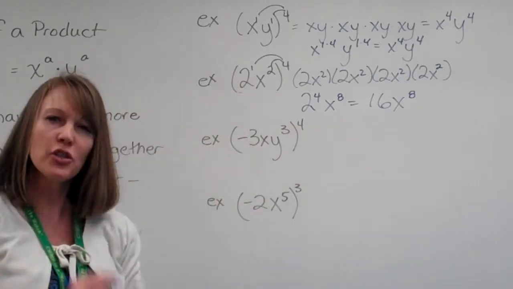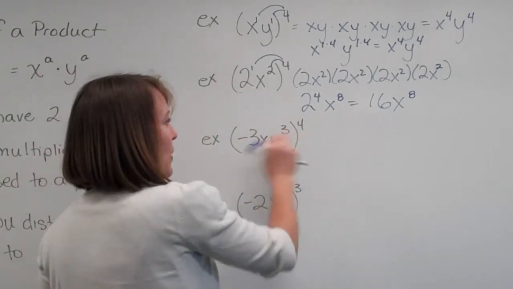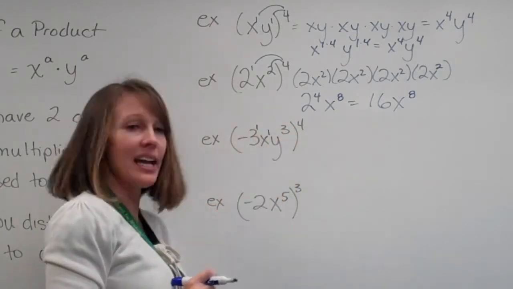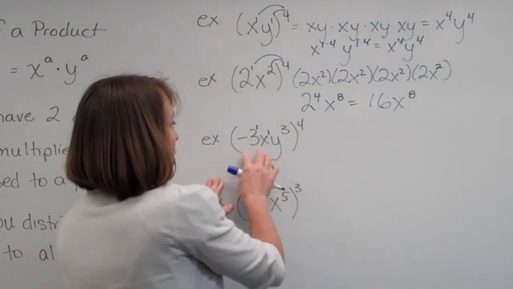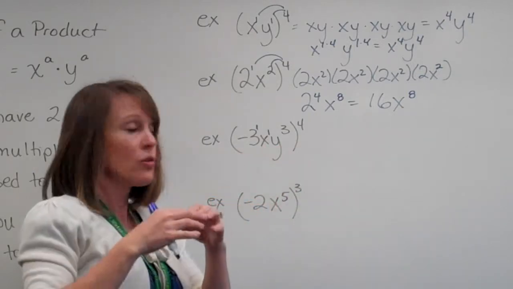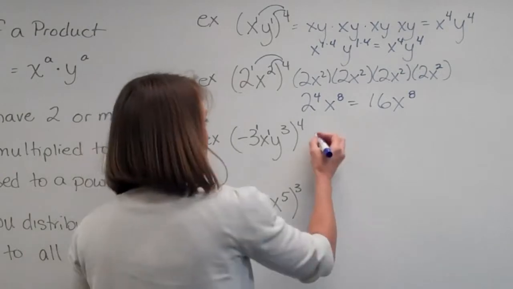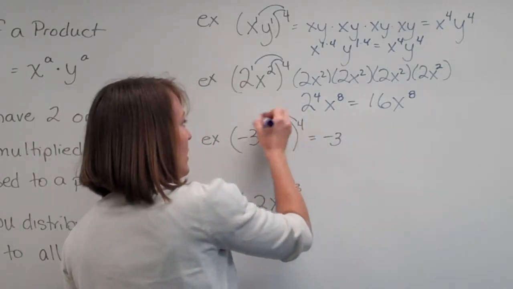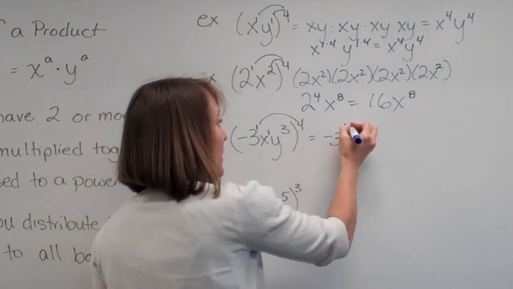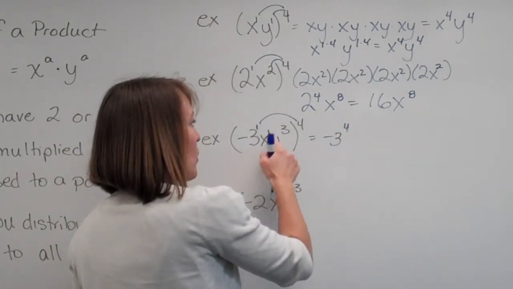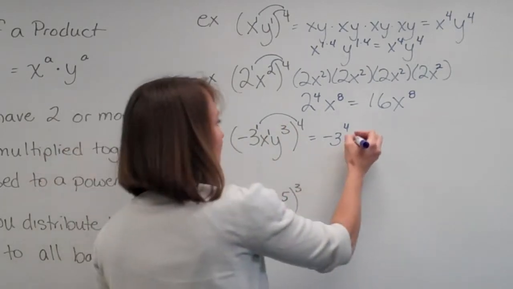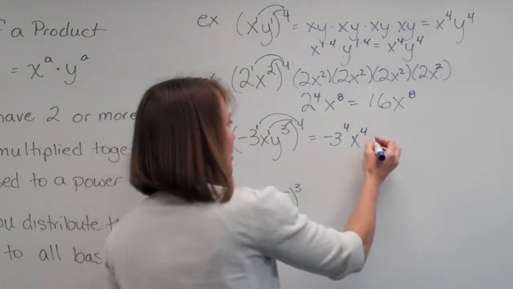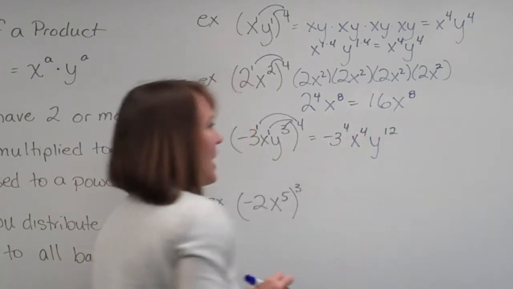All right, let's do it again. Let's use our shortcut this time. So we're doing a power to a power, but remember every base inside needs to have a power. So this is negative 3xy to the 3rd, 4 times, okay? We're going to use our shortcut though, so this would be negative 3 to the 1 times 4 would give me the 4th power. x to the 1 times the 4th would be x to the 4th power. And y to the 3 times 4, well that's going to give me 12, y to the 12th power.